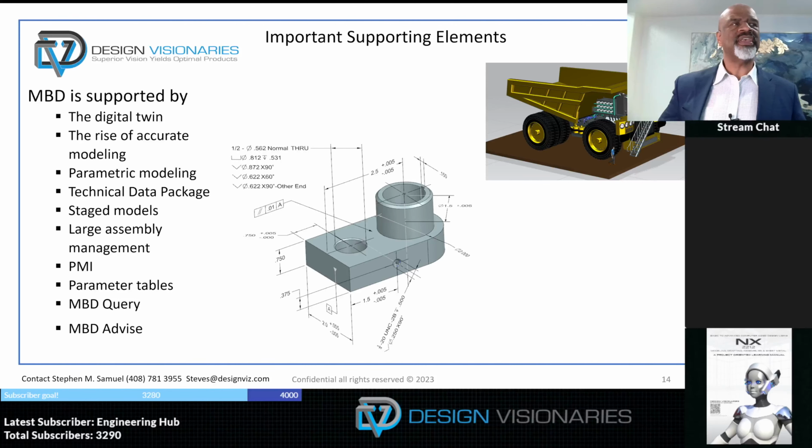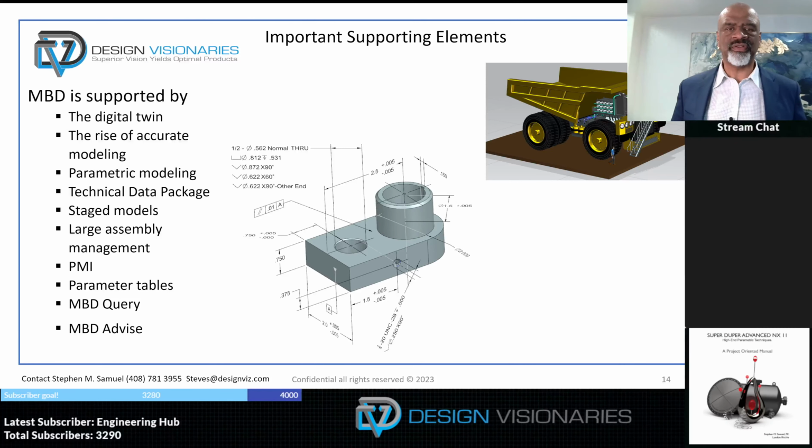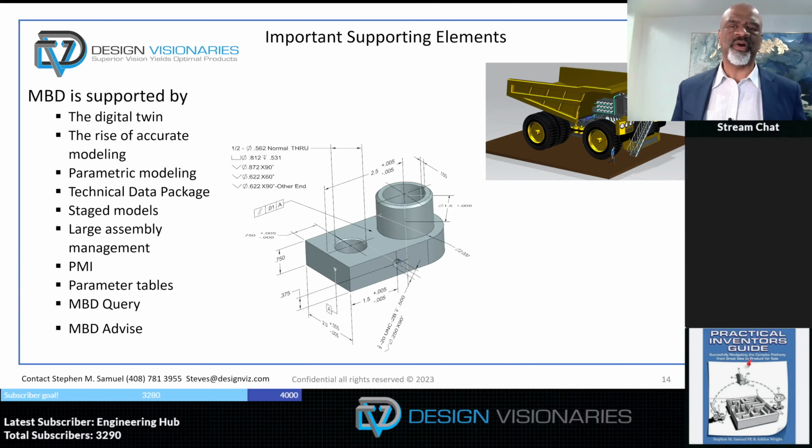And some of the things that are supporting elements is the rise of the accurate modeling. We have this thing called the technical data package, which allows us to take that rich three-dimensional definition of what we're doing and pump it out in the technical data package, so it's all packaged in one place, and we can transmit that to a manufacturing partner and make sure that there's no ambiguity and nothing is left. And I'll show you that in a moment.